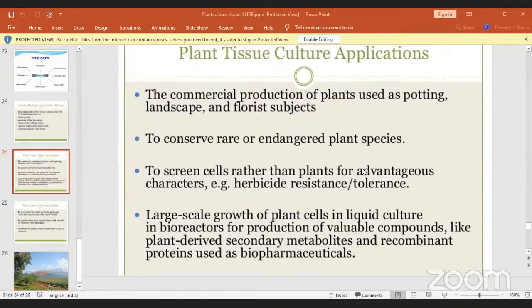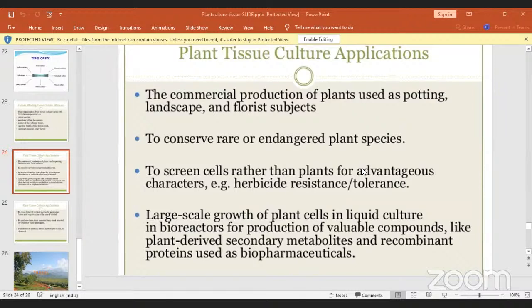And these somatic embryos can be easily stored, germinated, and transported. The tissue culture of medicinal plants helps in the in vitro production of high value products, which are used for industrial and medicinal importance.